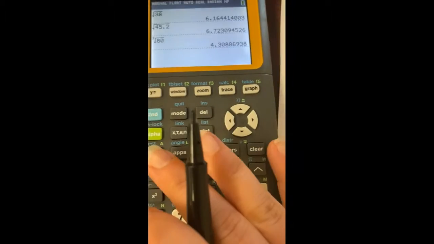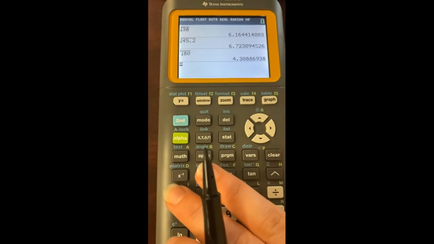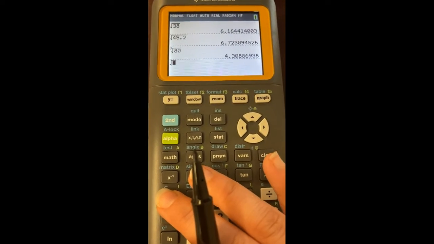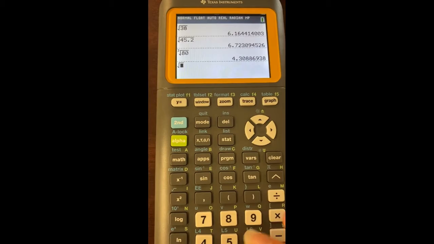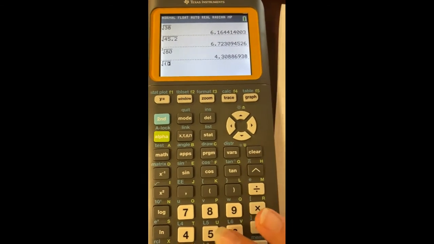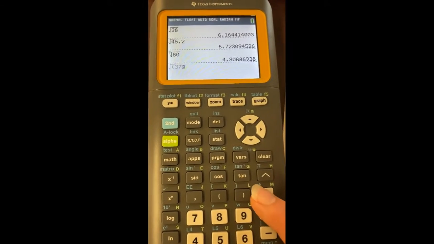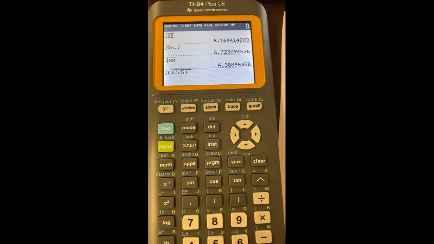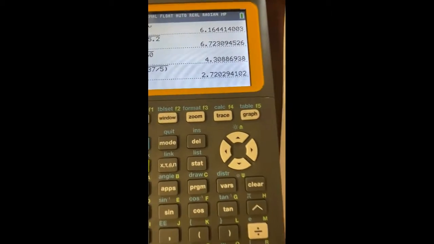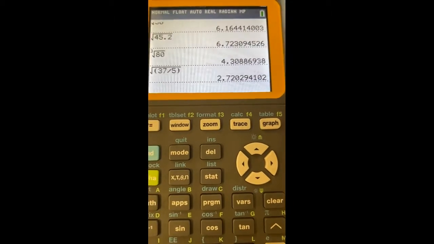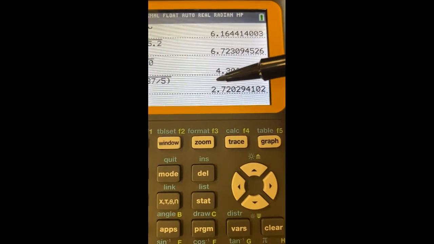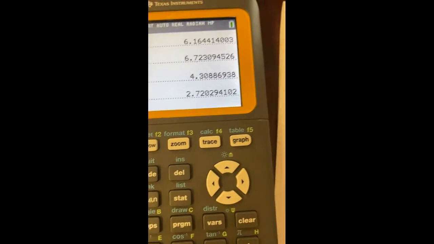So we would put second square root, and then parentheses, because it is a fraction, 37 divided by 5, close parentheses, enter. Ooh, and we get 2 and 7/10. This 7 is going to bump that 2 to a 3, right?